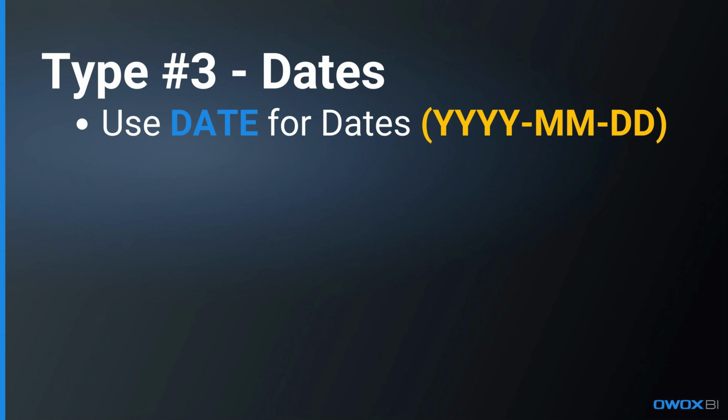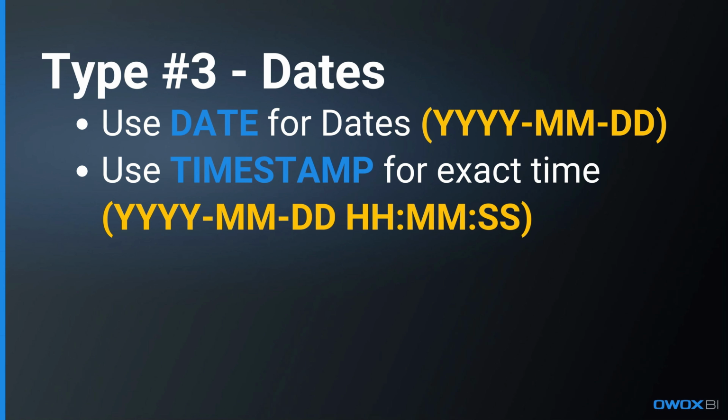Then we have dates. The date type is straightforward. Formatted as year, year, year, year, month, month, day, day. Like 2023, 03, 15. If you need to get more specific, down to exact seconds, you can use timestamp. This type extends the date by adding the time of day, hour, minute, and second. It's perfect for logging events to the precise moment they occur, for example, in Google Analytics.